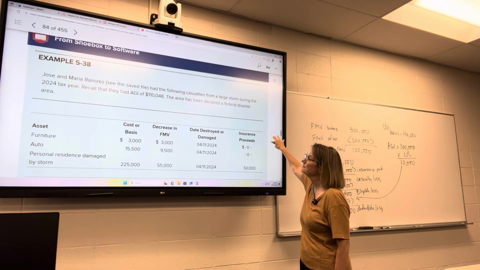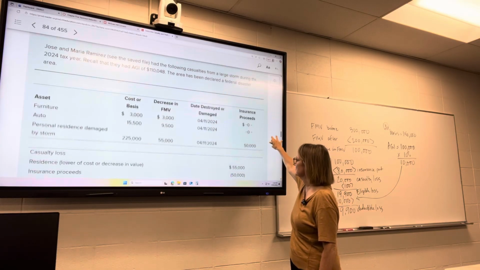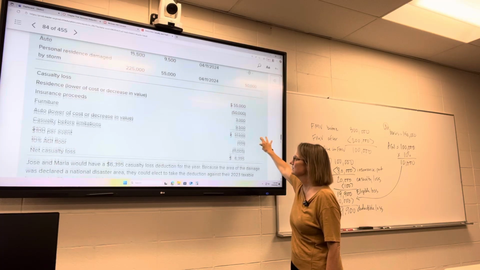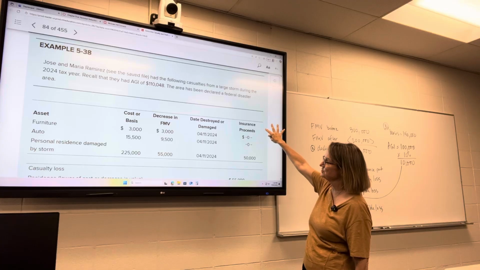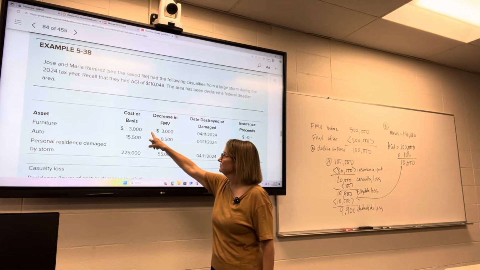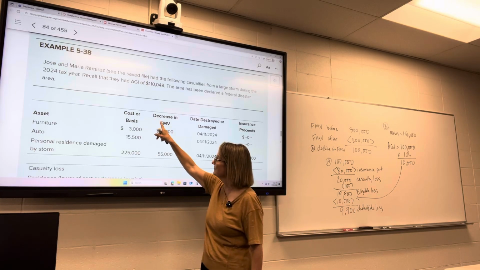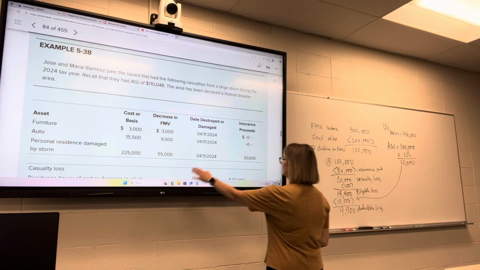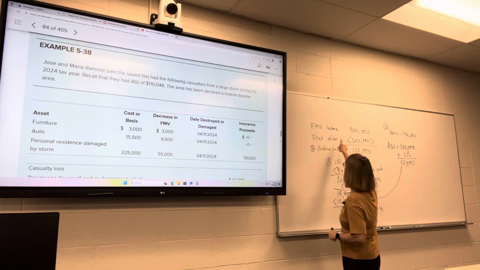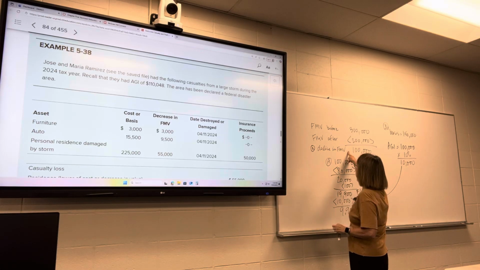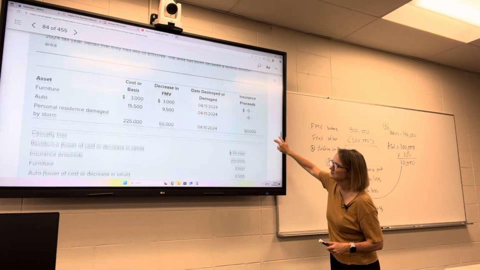Let's see. Jose and Maria. No, I'm not going to go through this because this is part of the shoebox, unless, well, here it does go through the calculation, so let's take a look. They had a loss in a presidentially declared disaster area: furniture, with cost or basis being what they paid for it, and their personal residence, and then the decrease in the fair market value. We don't really know what it was before or after, but here is the decline in fair market value.